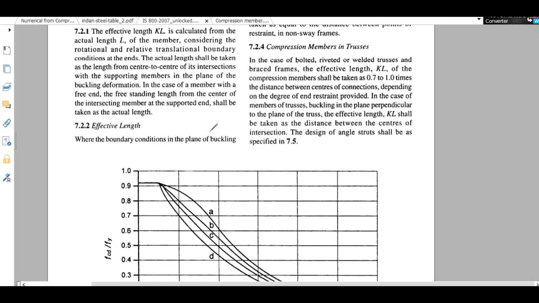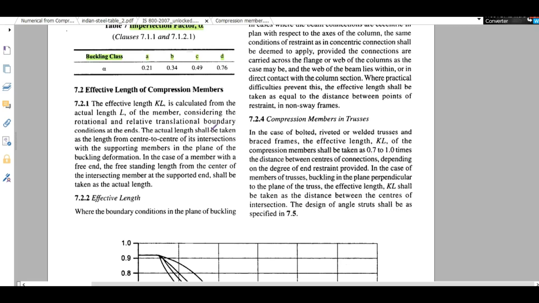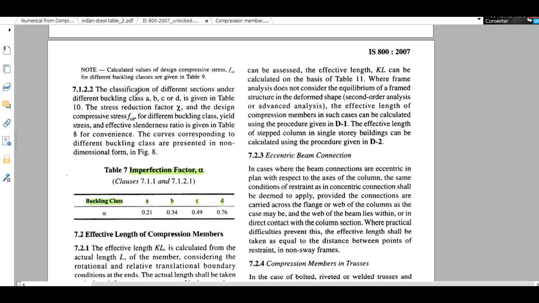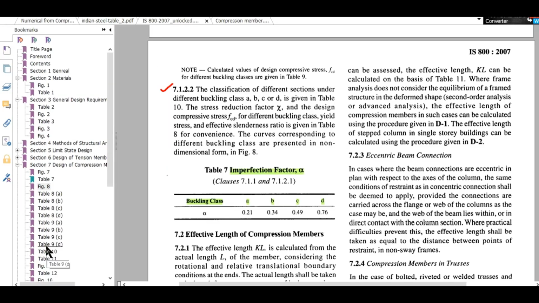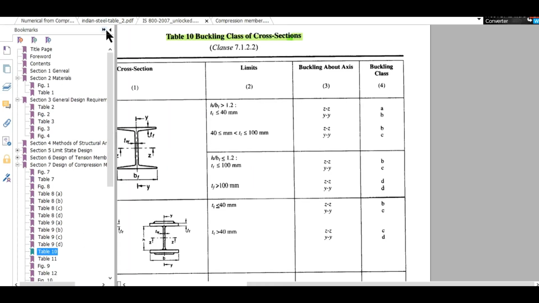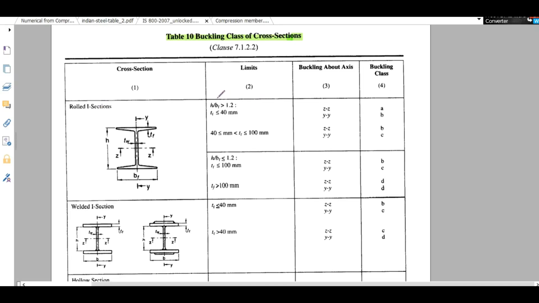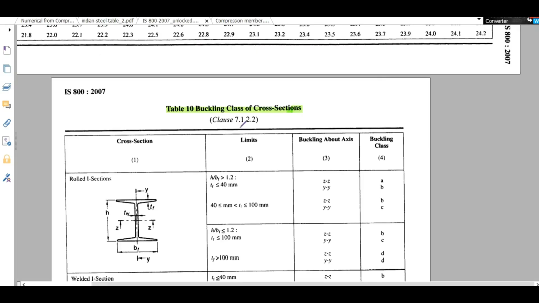This depends on the property of the cross section. It is mentioned here, in clause number 7.1.2.2. The classification of different sections under different buckling classes A, B, C, D is given in table number 10. So let us go to table number 10. You can see in table number 10, it is all about the buckling class of cross sections.